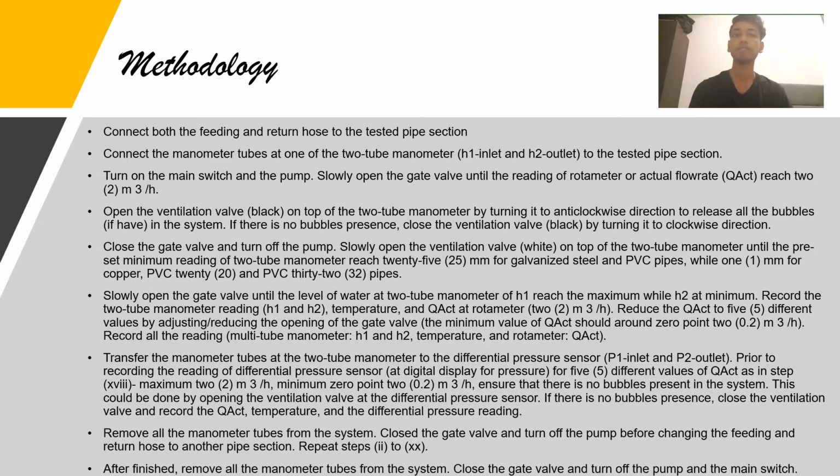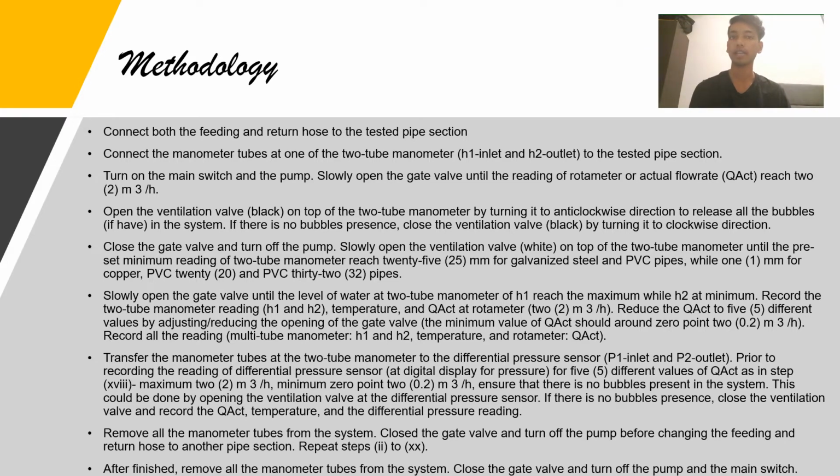Step number 7, we have to transfer the manometer tubes at the 2-tube manometer to the differential pressure sensor, and we have to record the differential pressure sensor reading for 5 different values of actual flow rate as stated in step 6. Then if there are no bubbles present, we have to close the ventilation valve and record the actual flow rate and the differential pressure reading, because we have to make sure there are no bubbles present in the system.